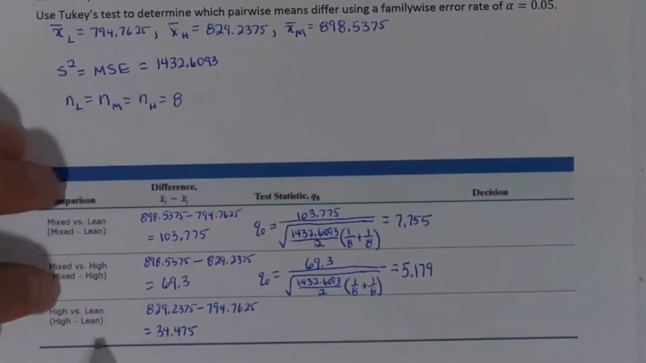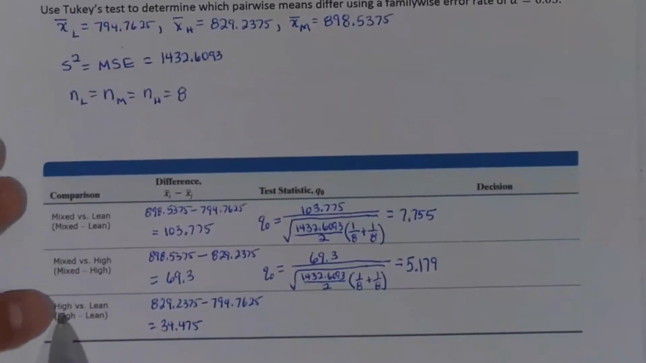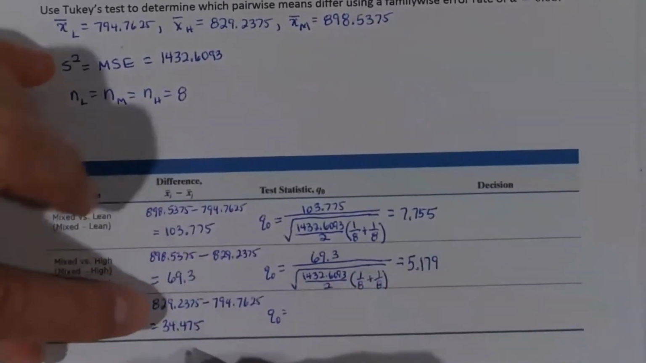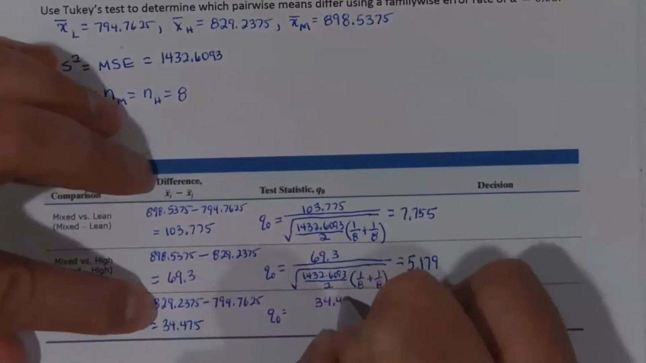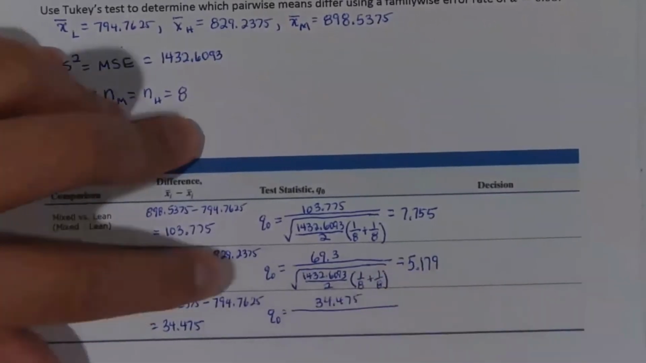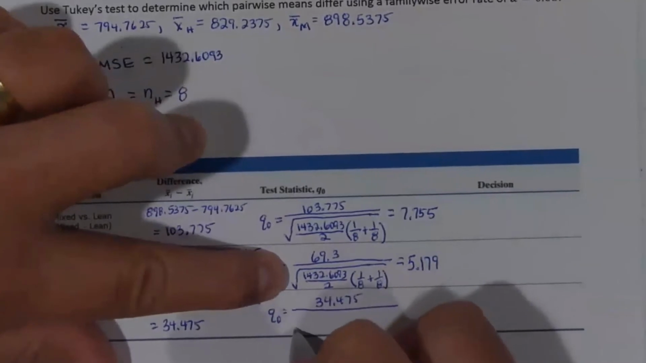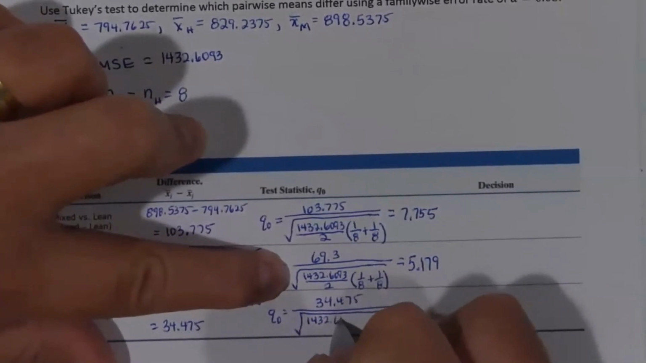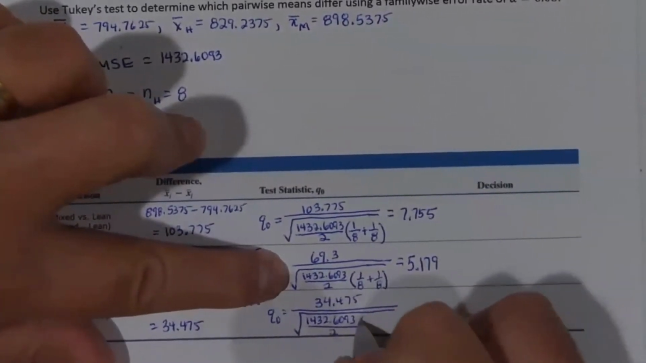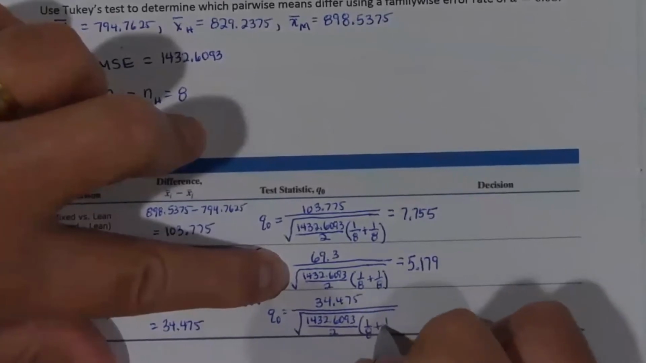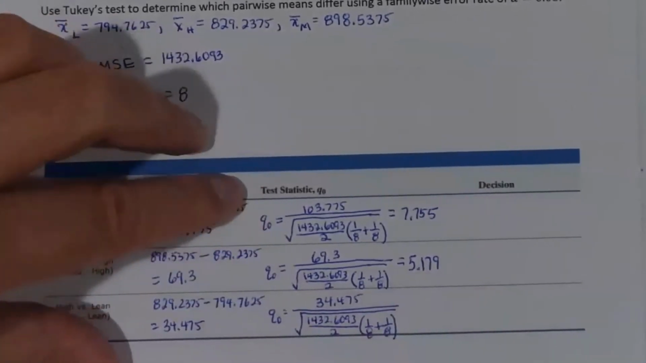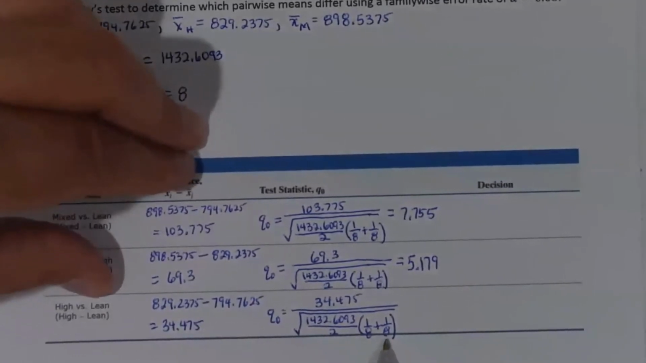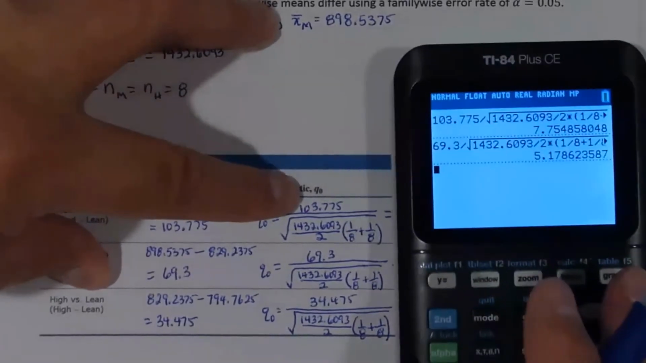And last but not least, I'm going to do the same thing for the comparison of higher fat meats with lean meats. So for that, Q naught is going to equal our difference, 34.475 divided by that SE. So again, divided by the square root of 1,432.6093 divided by 2 times 1/8 plus 1/8. Again, this is technically the sample size for higher fat meats, and this is the sample size for lean meats.